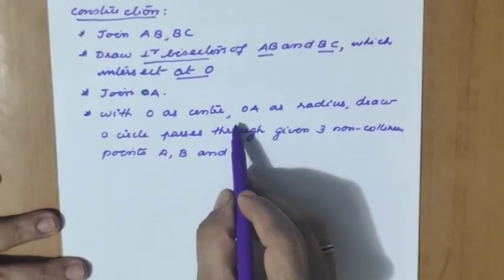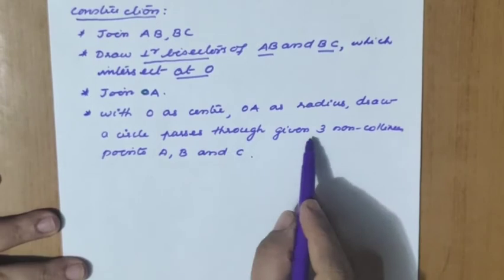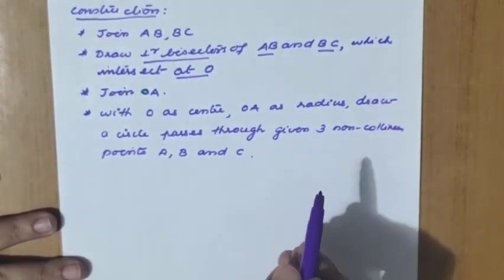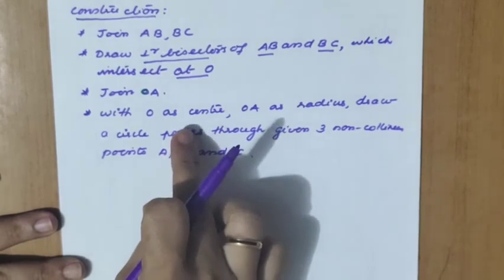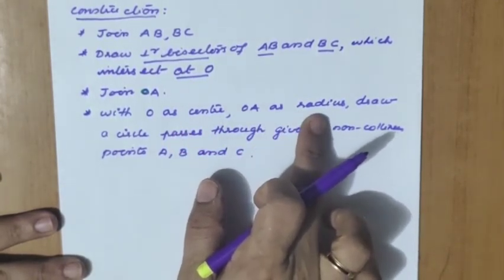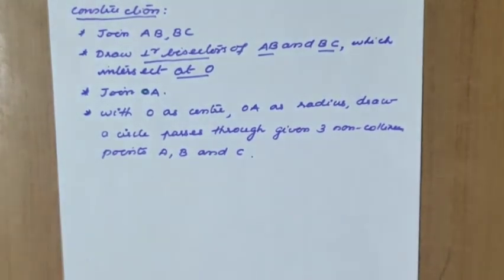With O as center, OA as radius, draw a circle which passes through the given three non-collinear points A, B and C. Let us see how it is. What do we have to do? O as the center, OA as the radius. We have already joined OA, right? That should be the radius for us. Now draw a circle which passes through the three given non-collinear points A, B, C.